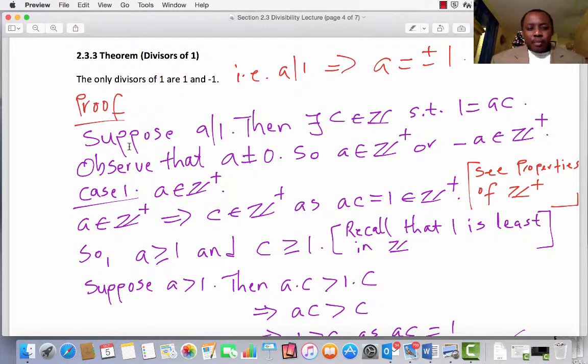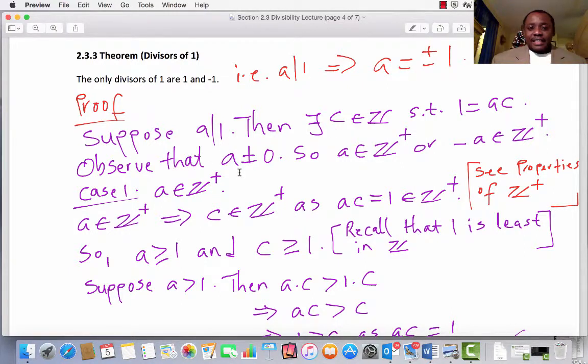Proof. Suppose the integer a divides 1. Then by our definition of divisibility, there exists an integer c such that 1 equals a times c. Most students will get here very easily, and then they would start saying, well, if a times c equals 1, then that means a has to be 1, c has to be 1, or a has to be negative 1, c has to be negative 1, and they say that's the proof. No, this is a classic proof, and I expect you to be able to remember this and to be able to replicate this proof when needed.